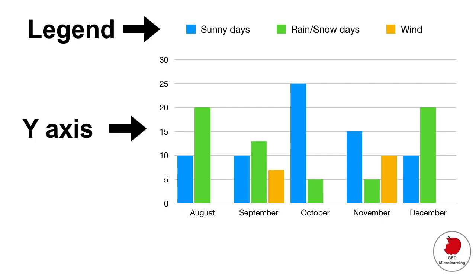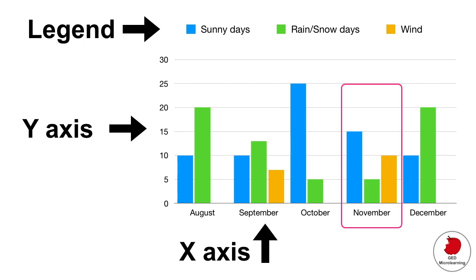The y-axis, that should be number of days, we're going to assume. And then the x-axis tells you the different months. You can see, for example, in August, there was sun and rain/snow, whereas in September, there was sun, rain, snow, and wind. And the question specifically is asking for November.